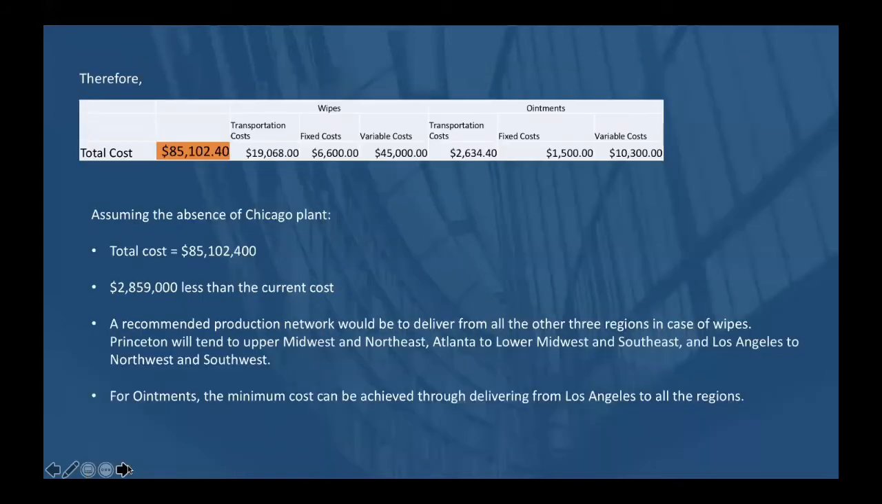So what's the result of it? We can see that the total cost actually decreases. The total cost is now 85,102,400, and this is actually 2,085,859,000 lower than the actual cost that he's making now. From this, we can recommend to Matt that if he moves on from Chicago to 3 new plants, this actually saves him production cost in the future. And for this, he only needs to make the wipes production plan in the 3 places, and for ointments, he only needs to make it in Atlanta. So that is where we are.